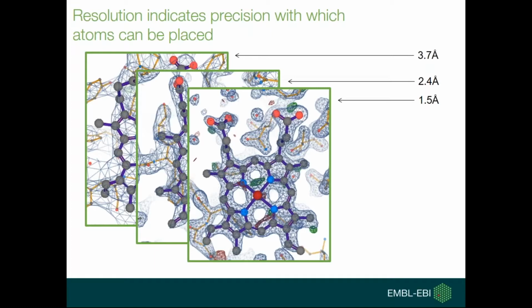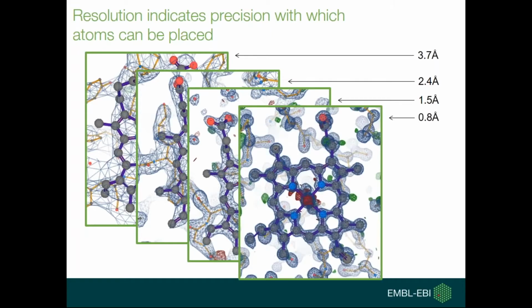1.5 angstroms resolution. This is really quite good, and you can model with a lot of confidence where the atoms are. You start seeing holes in the rings. And get to better than 1 angstrom resolution, and you can put in with a lot of precision precisely where every atom is.